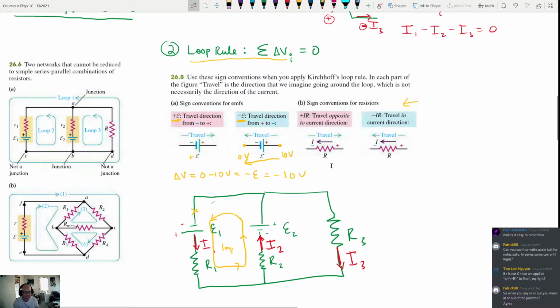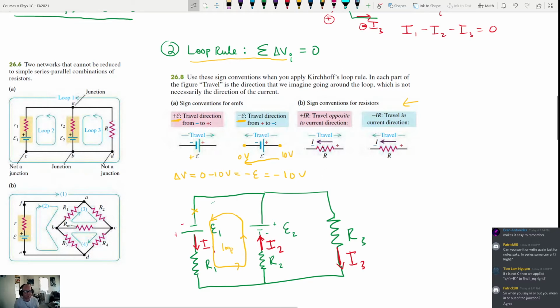Next thing we would do is, what happens if I have a resistor? Resistors have voltage drops too. Now this matters what the direction of the current is relative to the direction of travel. If I travel against the current, it's like swimming upstream. So notice the travel direction is going to be the loop. The direction of the current flows to the left. That's another thing. So we're going this way, but the current is flowing opposite to us.